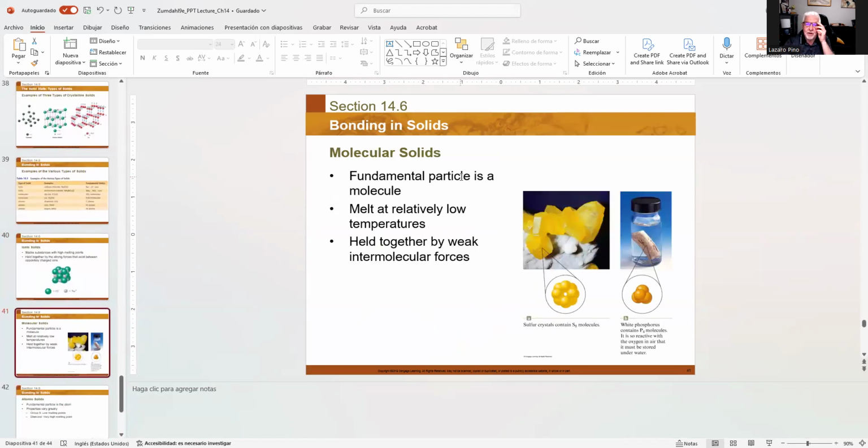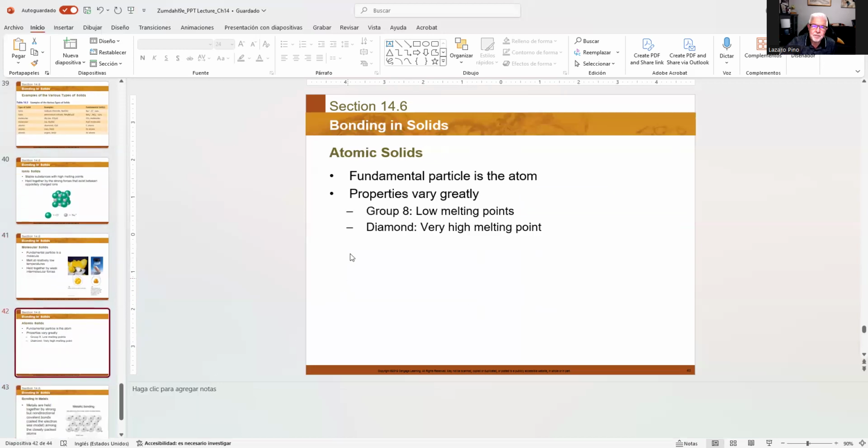But here you have the molecular solids. You have molecules in the solid. They melt at low temperature and they're held together by weak intermolecular forces. In atomic solids, you can have, for example, atoms of the group 8 noble gases. They have low melting points, but the diamond has a very high melting point.